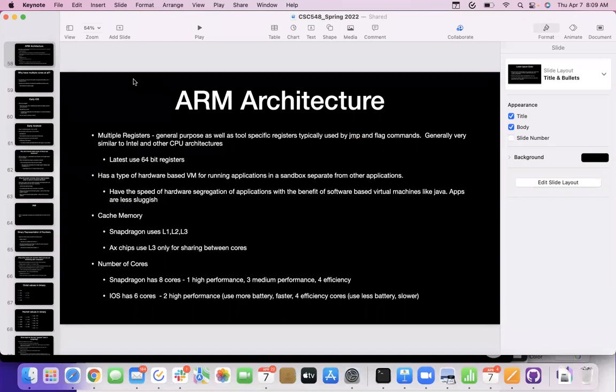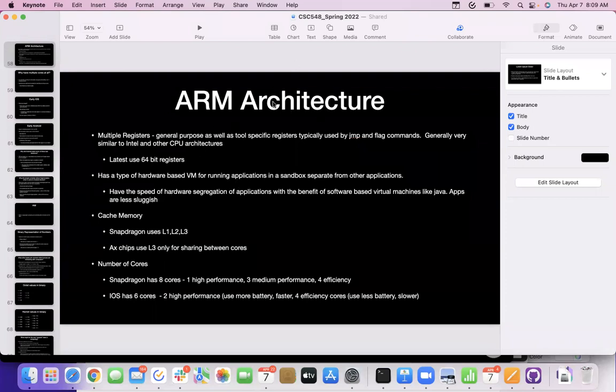All right, so we do have 64-bit registers available to us, as well as 32 and 16 and 8. As we saw last time, we can use subsets of a register.